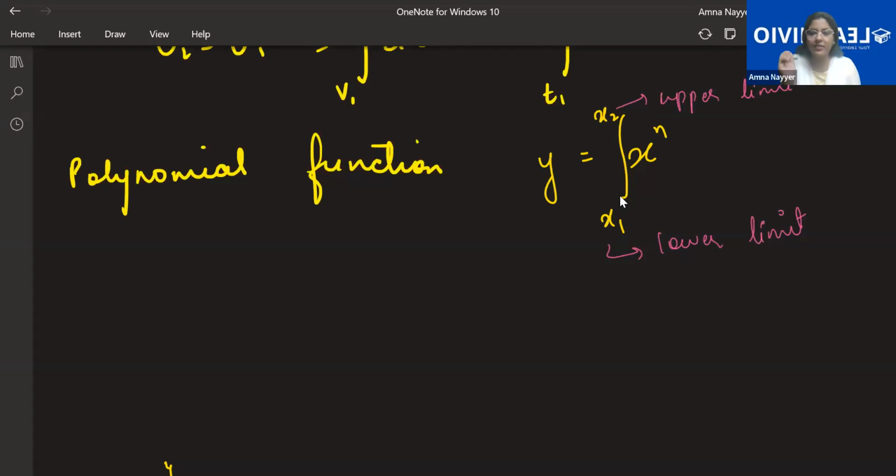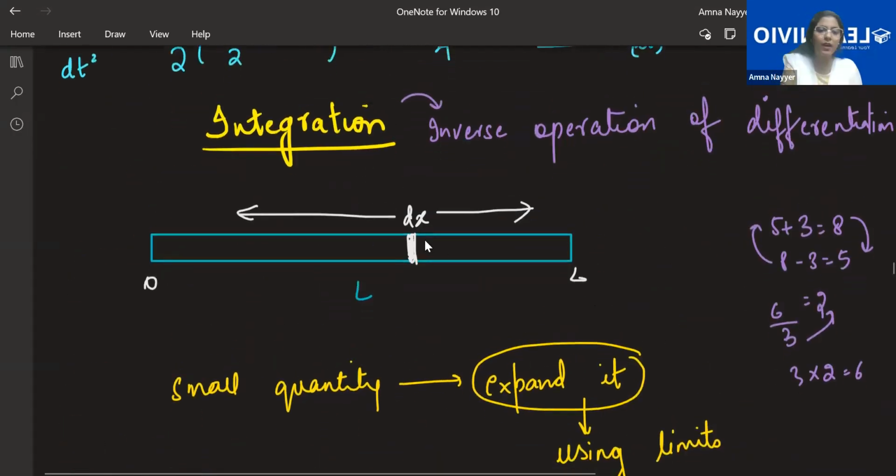Like in differentiation, we have studied x to the power n, and how do we differentiate it? n x to the power n minus 1. Here the formula will be different. Some things are new here, like x1 to x2. What are you doing here in integration? Basically, you are expanding things. You know a very small quantity dx, and you are integrating it, meaning you are expanding it. In differentiation, we had a bigger thing and we wanted the smaller one. Here you have a small thing and you are expanding it.